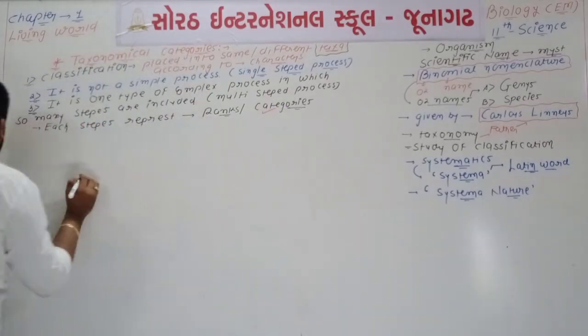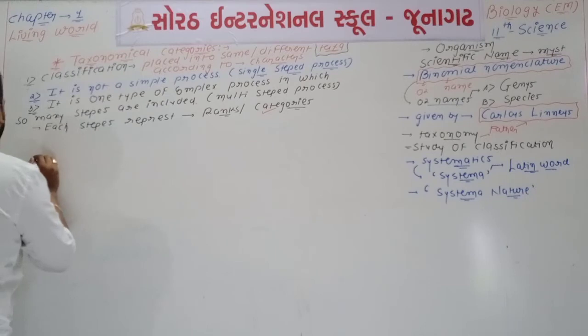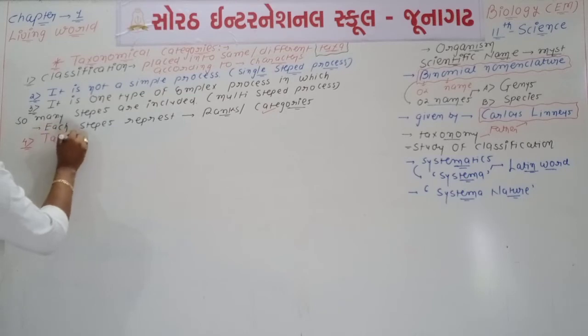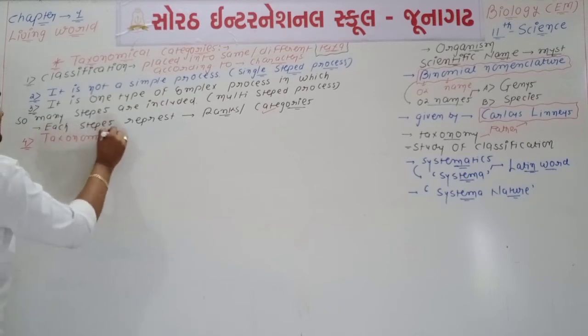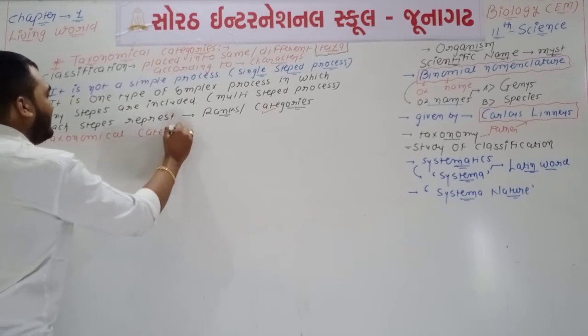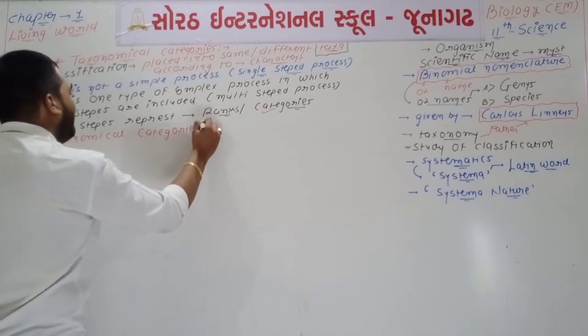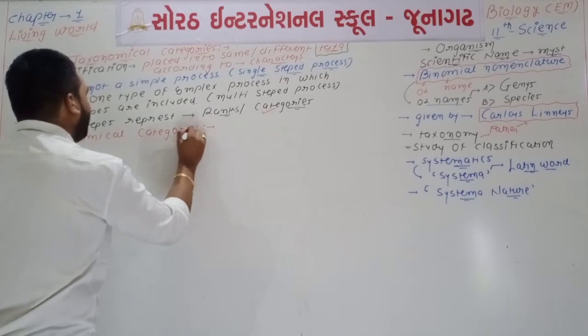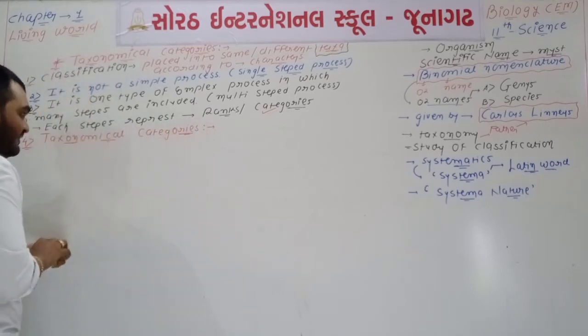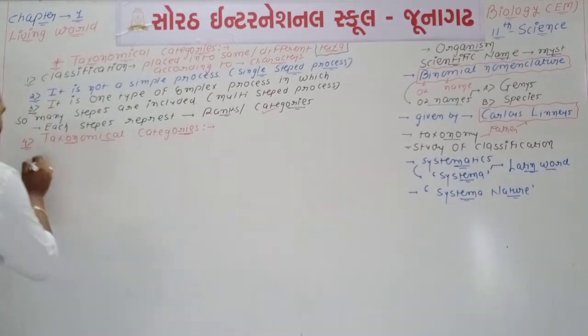Now point number 4: what about the taxonomical categories? In point number 4, we are writing the definition of taxonomical categories. What is the definition or meaning of taxonomical categories? See, this definition is important.